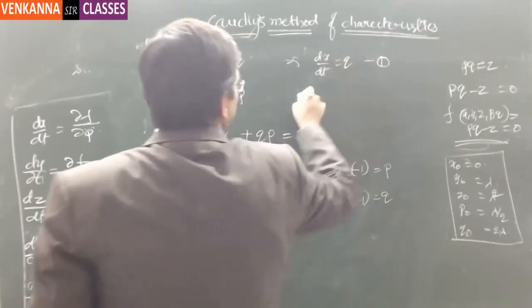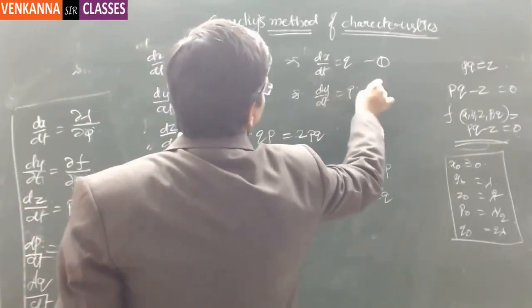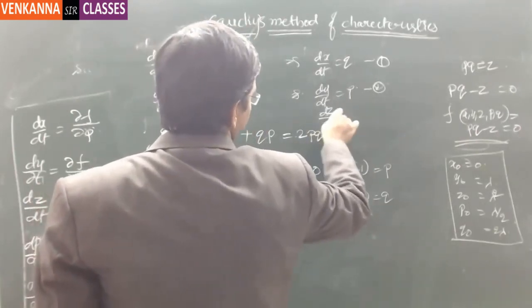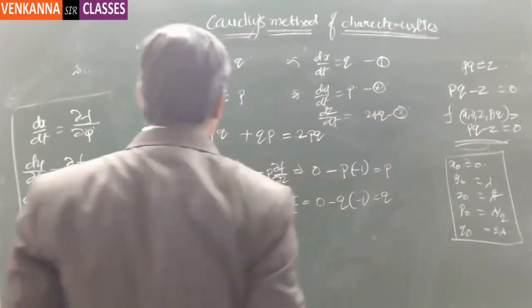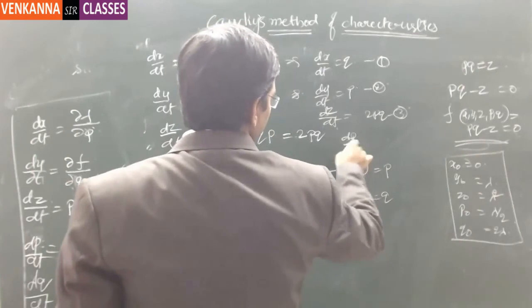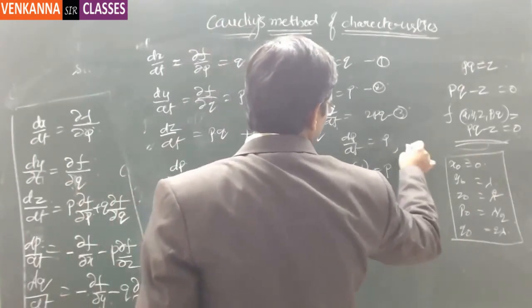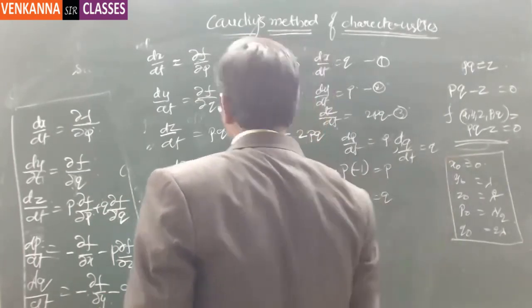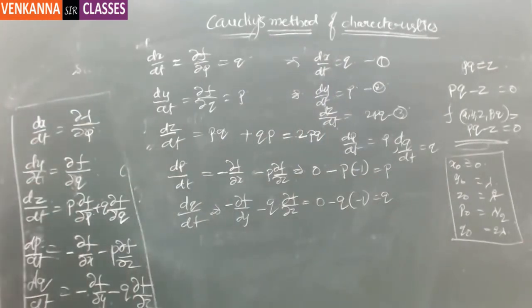Equation number 1, and then dy by dt equal to P. So this is equation number 2, and dz by dt equal to 2pq. This is equation number 3. And the next equation is dp by dt is equal to P, and dq by dt is equal to Q. So these are the 5 different characteristic equations which we have got in terms of the parametric form, which is nothing but T in this case, right?